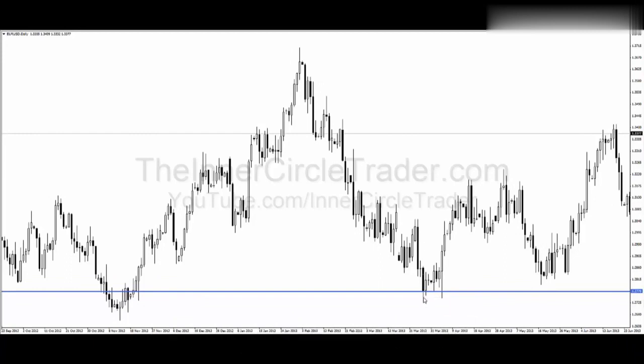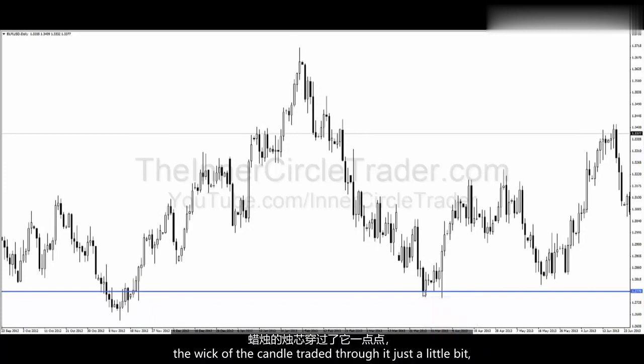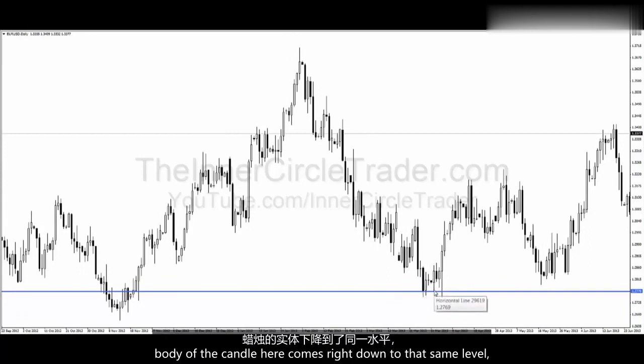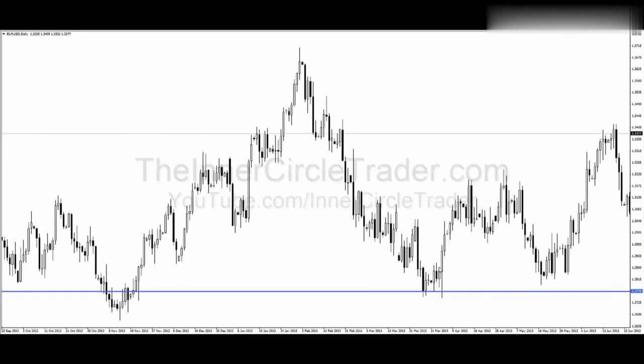And then price, when it comes down to that same price point again, the body of the candle stopped here. Granted, the wick of the candle traded through it just a little bit. Then we have the body of the candle here as well, with a small little wick. The body of the candle here comes right down to that same level, rallies and trades right through it one more time, and then starts to rally off.